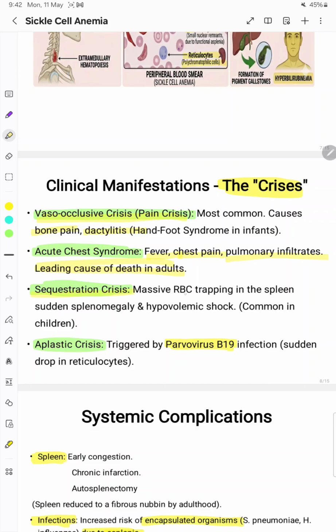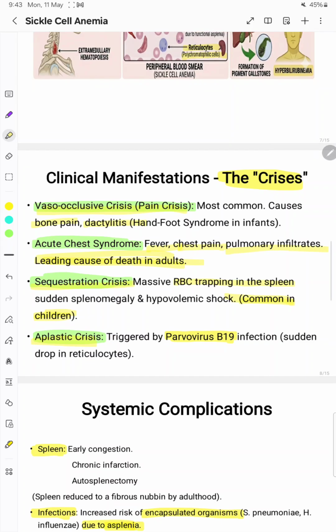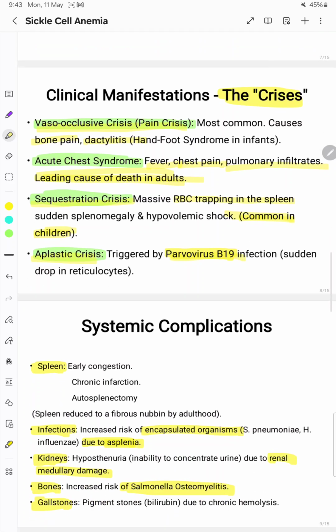Sequestration crisis: massive RBC trapping in the spleen results in sudden splenomegaly and hypovolemic shock, which is common in children. So splenomegaly and hypovolemic shock is common in children. Acute chest syndrome is the leading cause of death in adults. Aplastic crisis is seen in individuals with sickle cell disease, which is triggered by parvovirus B19 infection and results in a sudden drop in reticulocytes.